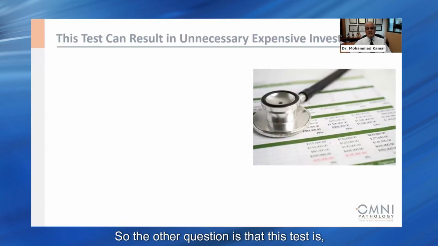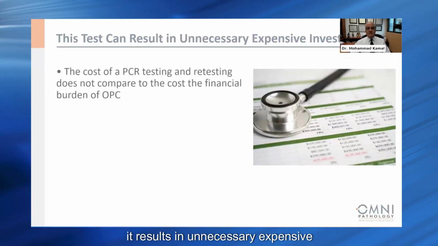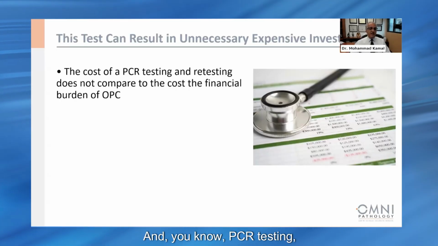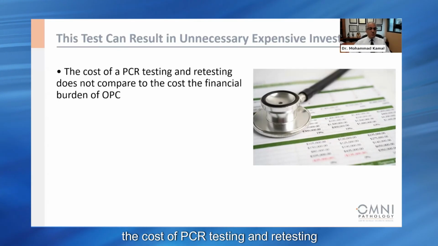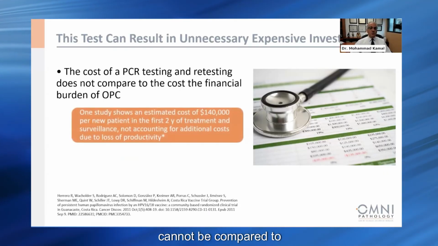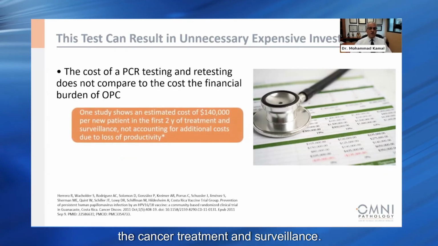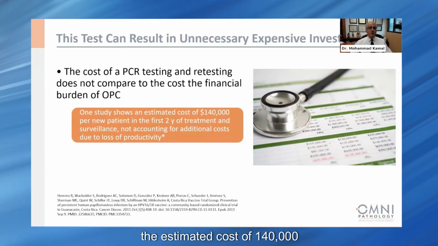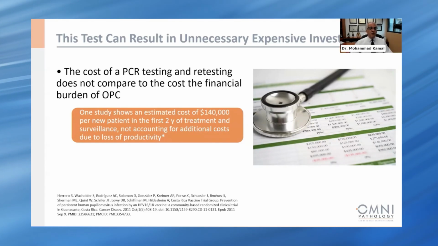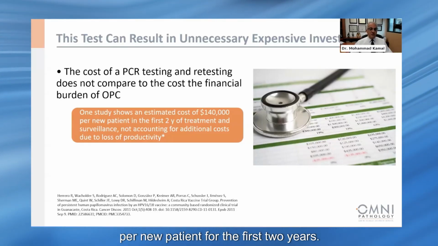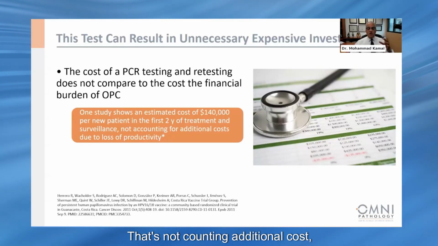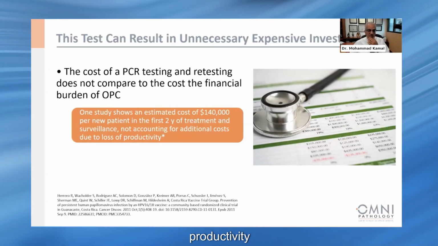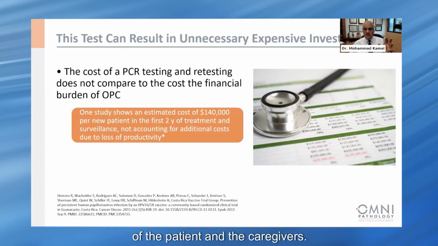So the other question is that this test results in unnecessary expensive investigations. The cost of PCR testing and retesting cannot be compared to the cancer treatment and surveillance. One study showed an estimated cost of $140,000 per new patient for the first 2 years. That's not counting additional cost: the cost of wages lost or loss of productivity of the patient and the caregivers.